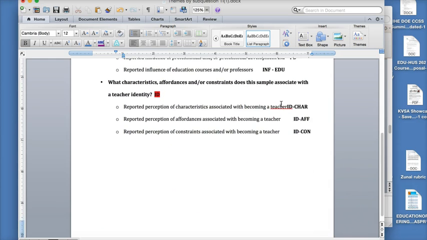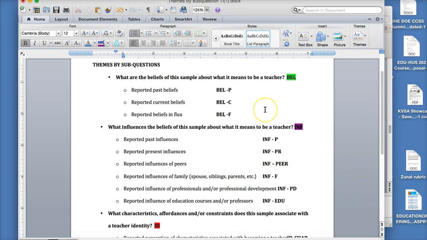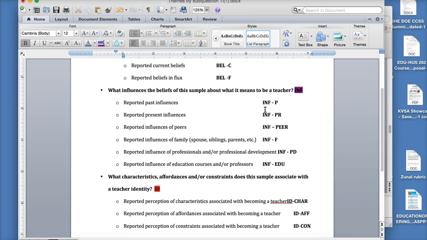And for the characteristics, same thing. There's characteristics, affordances, and constraints. And I've given letters to each one of those. So this is my coding map. It's a very simple one. But as I read and code, I keep this right beside me.